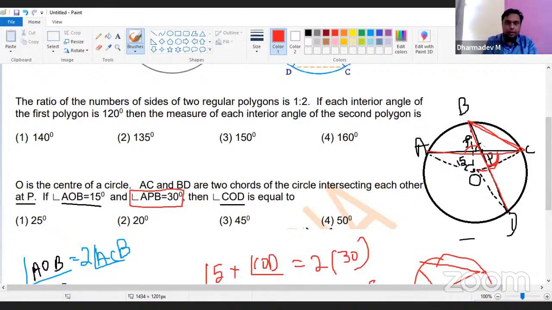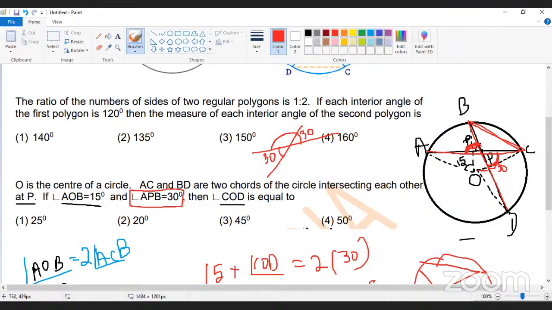APB is 30 degrees, so this angle would be equal. The intersection points would be connecting there, so this is 30. Now what will be on the other side? This is also going to be 30. How is that possible to say? Yes, when I'm intersecting over here, if this is 30, the opposite side will also be 30. Understood this?